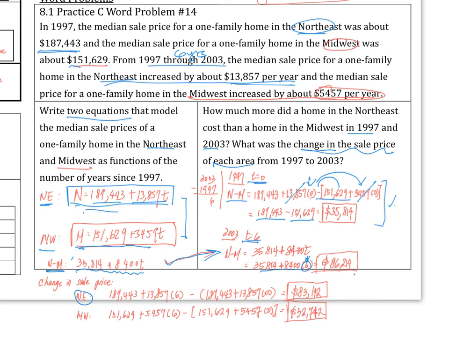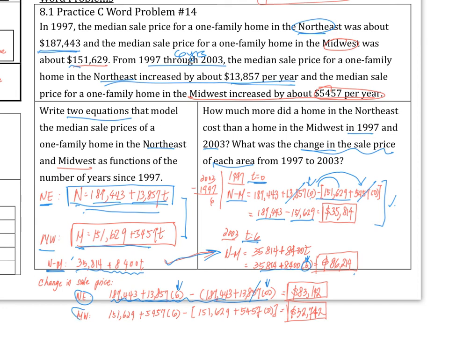And to find the change in sale price from 1997 to 2003 for each area, for Northeast, I had to take the function and substitute 6 in for t, because there's a period of 6 years elapsed. And then I substituted 0 in for t for this part, for 1997. So I can cancel out 13,857 times 0, and after doing the math here, I would get $83,142 for the change in sale price for the Northeast.